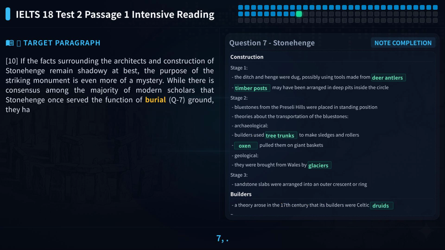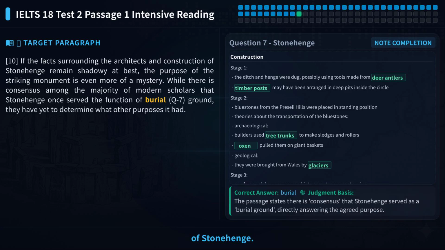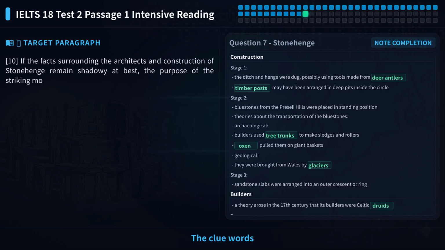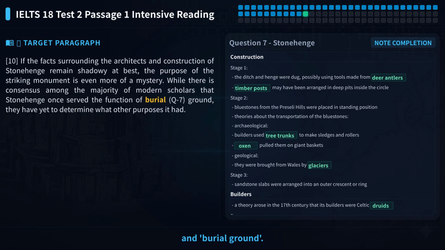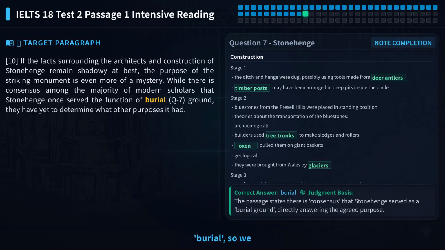Let's look at question 7. It asks about the agreed purpose of Stonehenge. The blank is after burial, so we need a noun. The clue words are consensus and burial ground. The blank is after burial, so we need a noun for a place.